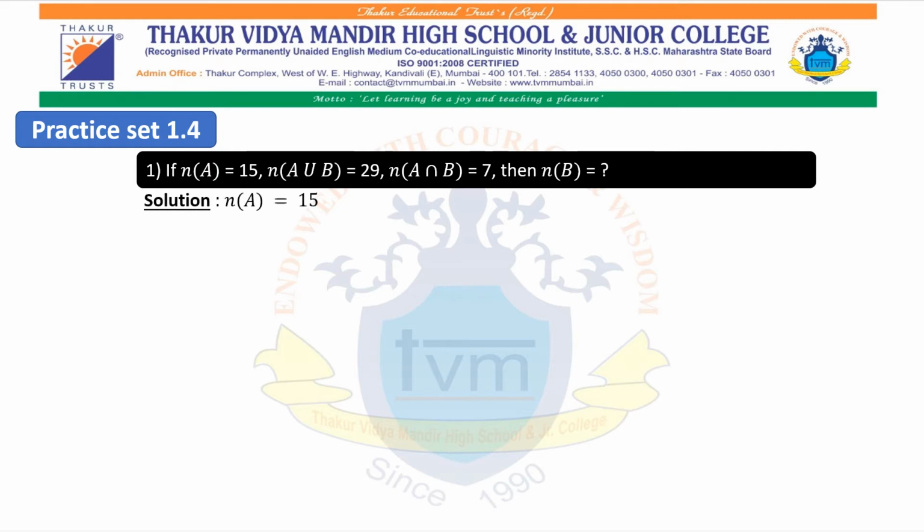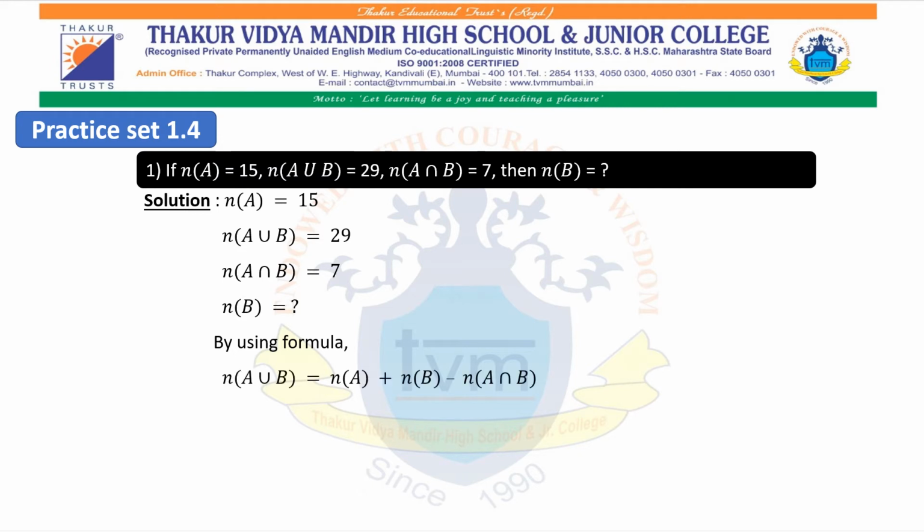Let us begin with the solution and write all the given values. n(A) = 15, n(A union B) = 29, n(A intersection B) = 7, and n(B) = question mark, which is what we have to find. By using the formula, n(A union B) = n(A) + n(B) - n(A intersection B). Now we will substitute the values we have.